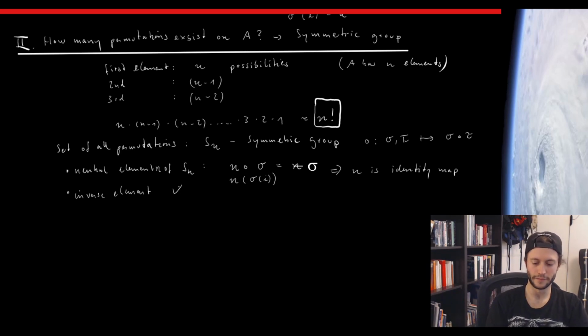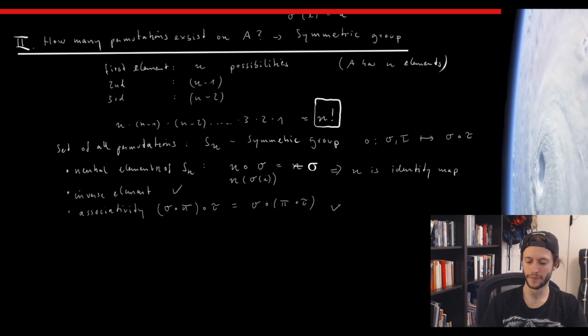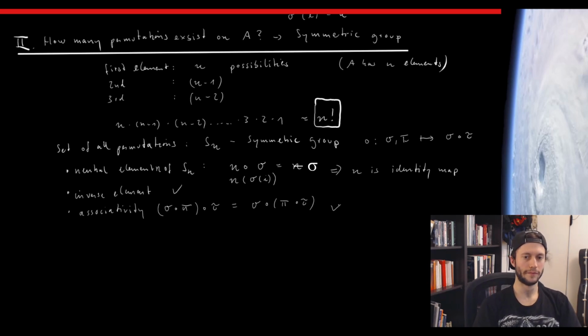So we have this one. And then we need associativity for a group. Associativity, essentially sigma circle (pi circle tau) should be the same as (sigma circle pi) circle tau. And that's fulfilled, that's fine. Okay. We could have a commutative group, an abelian group, but we don't have it here.